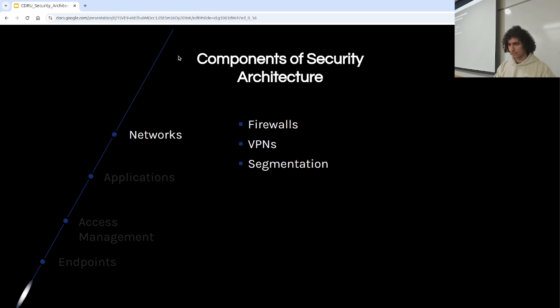Starting off with network security, this is the most immediate layer that you can think of when it comes to security, just because that is what your network is on. It's what your system is using to communicate. Having a really good and secure network comes down to three main things. It's having an effective firewall.